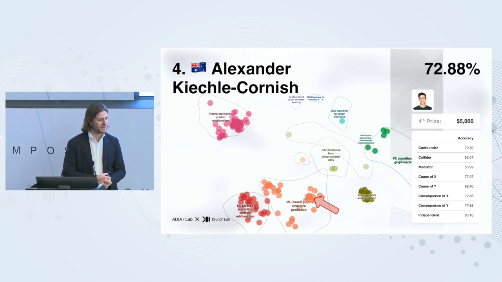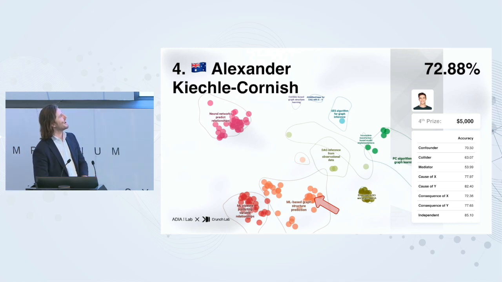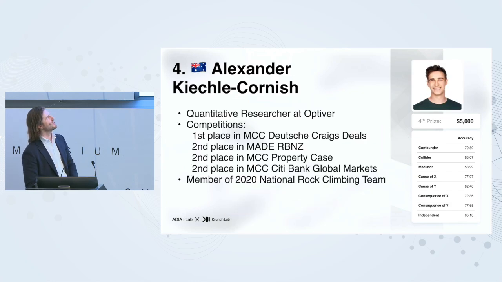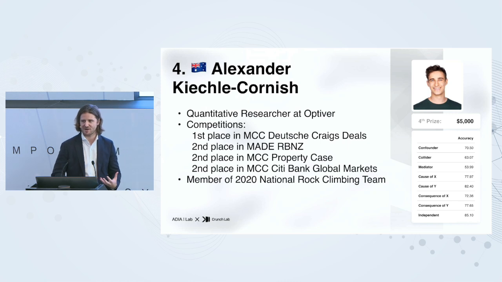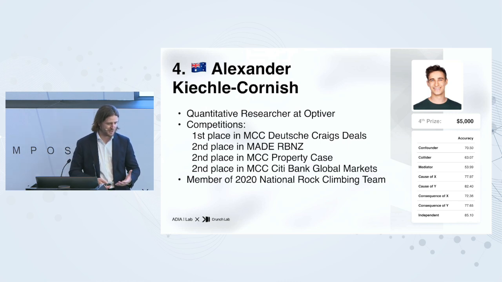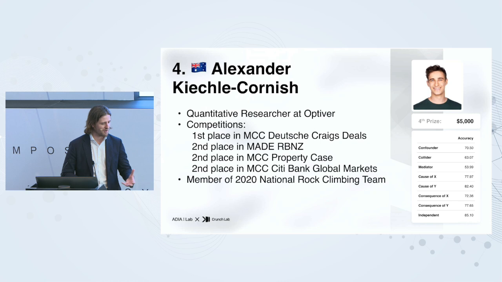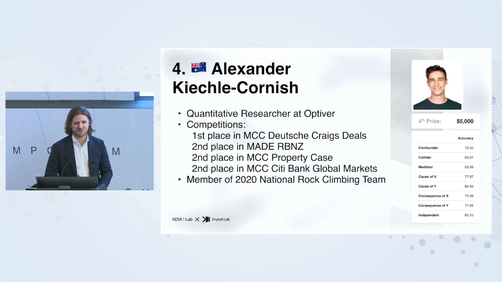We have Alexander Kishle-Cornish coming from Australia with an ML-based... New Zealand. New Zealand, sorry. With ML graph structure models. He's also someone with extensive experience in computational techniques. He is a quantitative researcher at Optiver. He's also a big competitor. As you can see, he's used to competing in this kind of event, and he really likes to provide his solution, and he's actually performing pretty well. He's also a member of the 2020 national team of rock climbing. So congrats, Alexander, for this achievement.